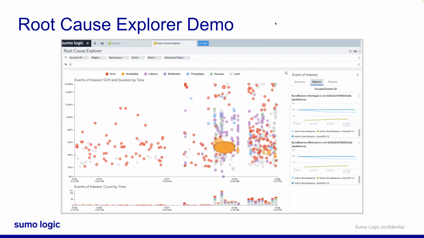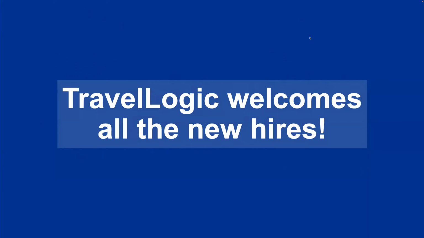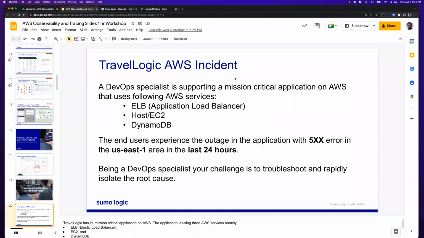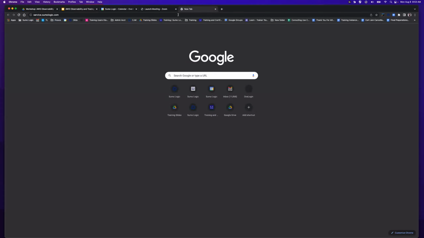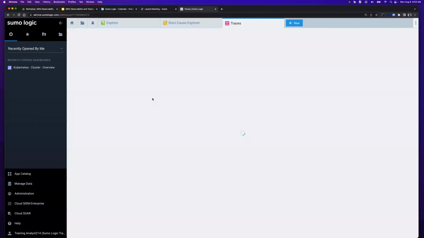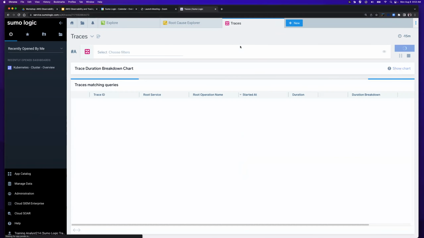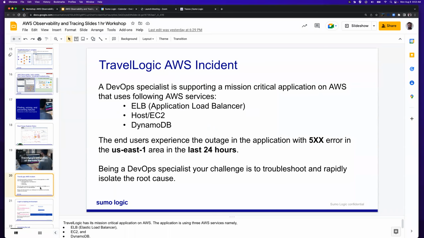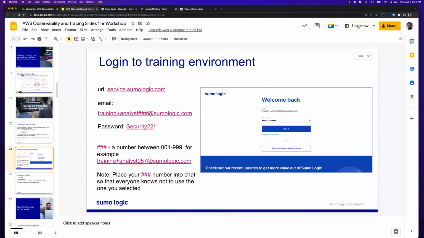So let me see, I might just go into Root Cause Explorer. Yeah, let me go ahead and log in and show you from there. And then we'll all log in shortly. So let me just go ahead and log in real fast. Or actually, you know what? Let's all log in together. We'll do this as a group. So what I want us to do is, here we go. Just give me 1 second here.